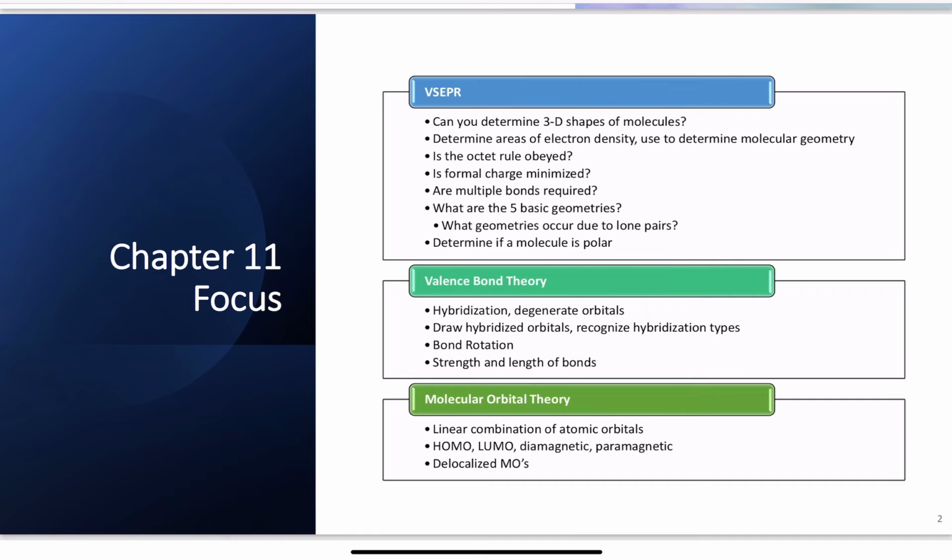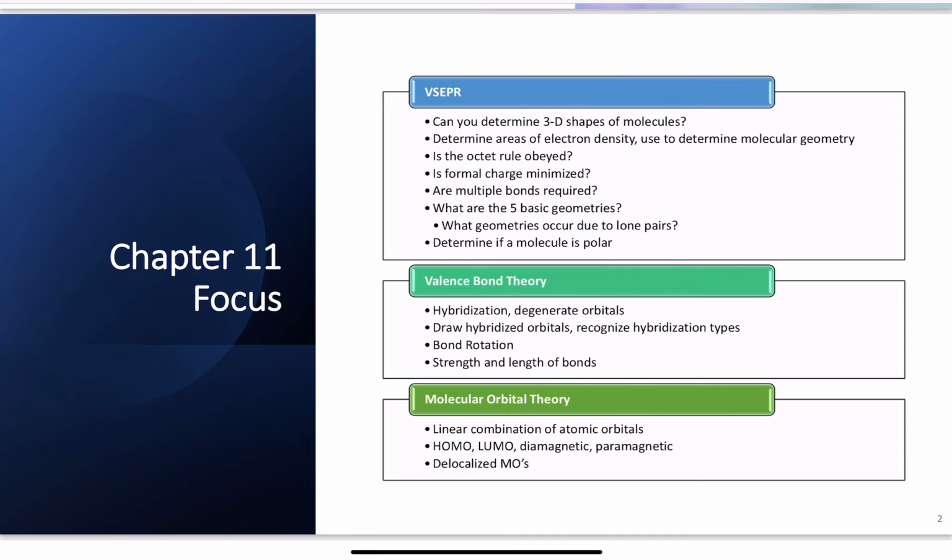In valence bond theory, we're going to talk about hybridization in degenerate orbitals. It's basically some fancy math that we do. We don't have to do the fancy math. We just have to use the outcome of the fancy math, but some fancy math to describe the way we see bonding in the real world. You're going to draw hybridized orbitals and recognize hybridization types. We're going to talk about bond rotation, strength, and length of bonds.